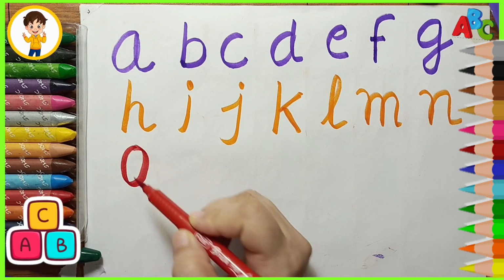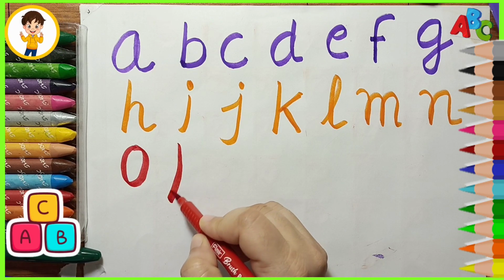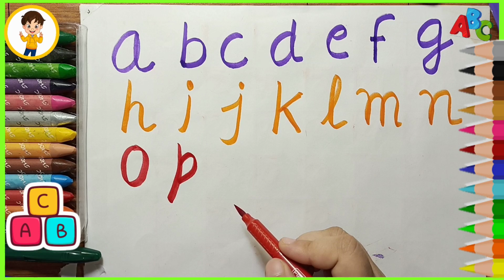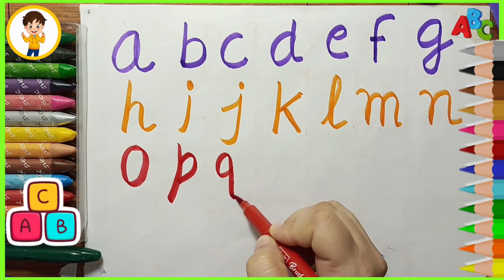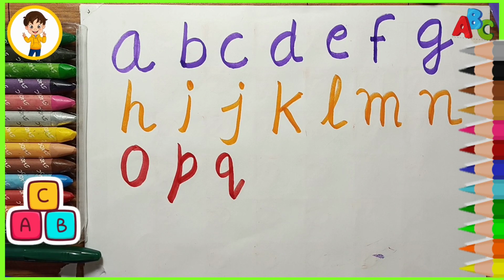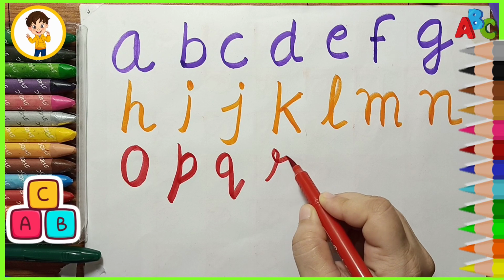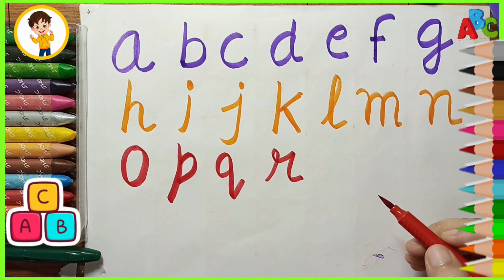O. O for orange. P. P for peacock. Q. Q for queen. R. R for rabbit.